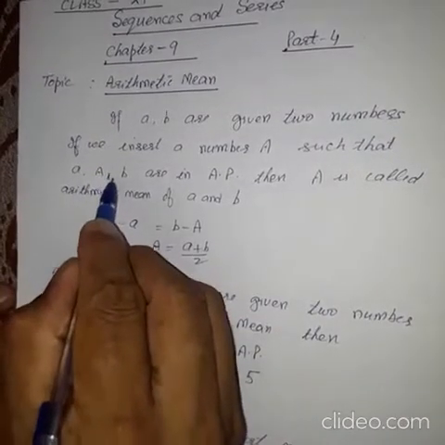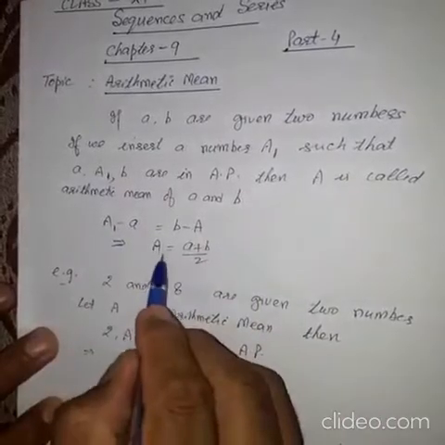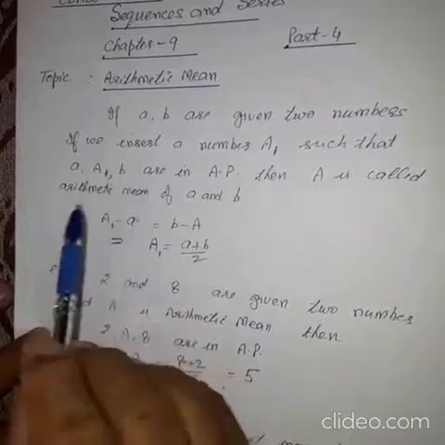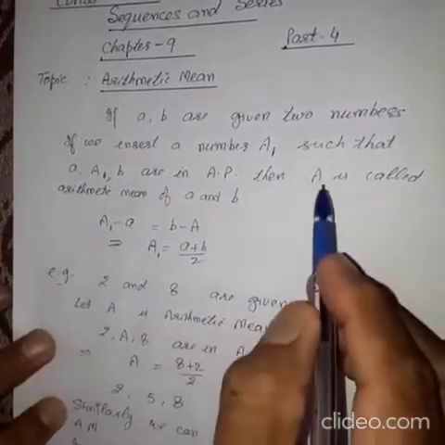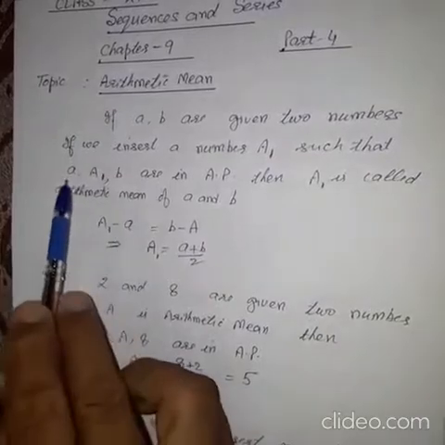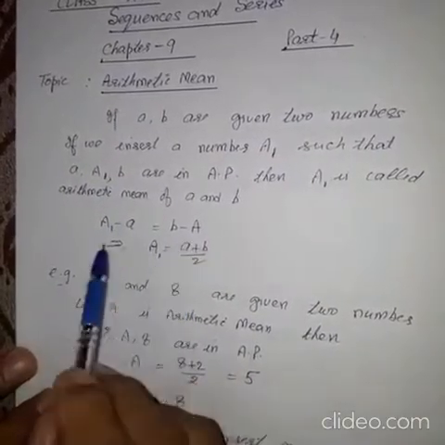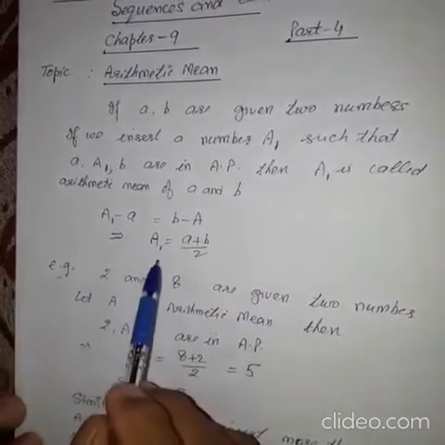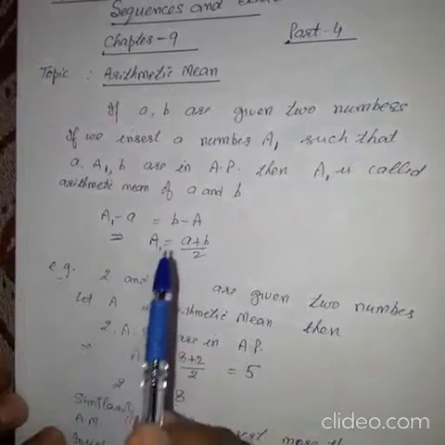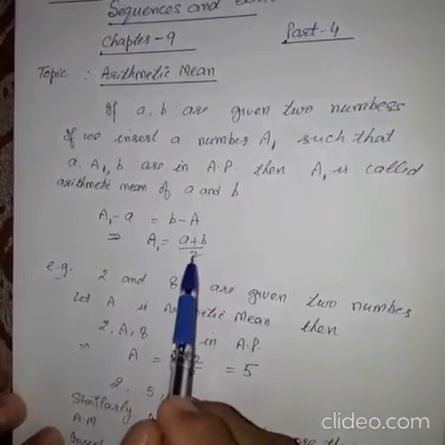This is A1. Let me insert a number A1 between a and b such that a, A1, b are in AP. Then A1 is called the arithmetic mean of a and b, and because these three numbers form an AP, the common difference will be the same. Using the common difference we can find A1, that will be a plus b upon 2. It means the arithmetic mean of two numbers a and b will be a plus b upon 2.